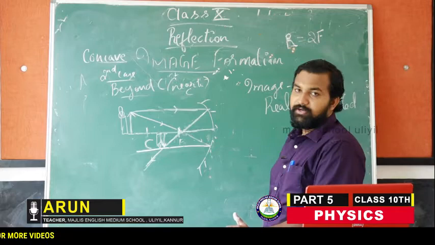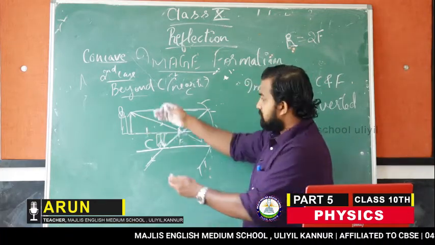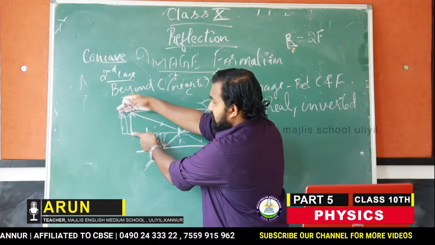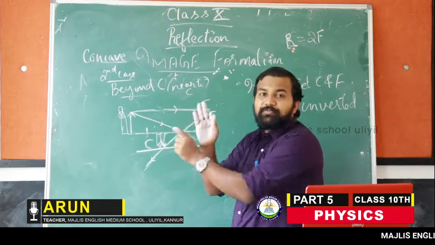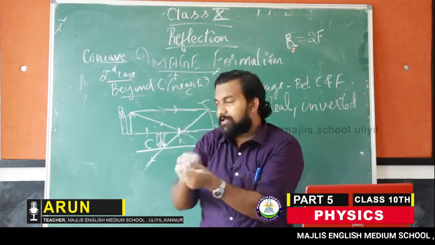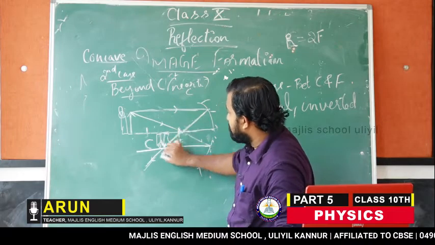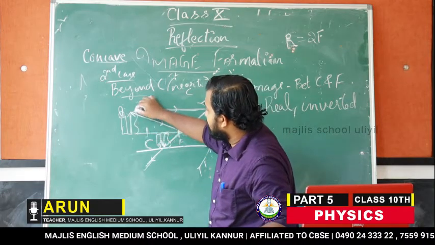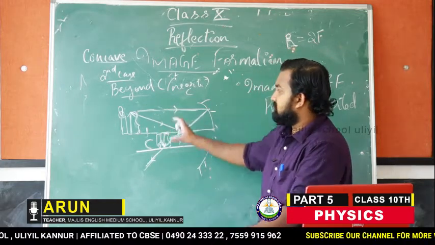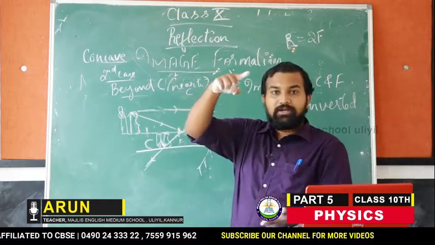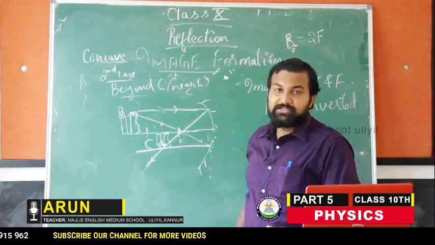The image is inverted. Now the size with respect to the object size. The object was this much length, but here the image is smaller than the object. The image obtained on the screen is smaller than the object. That means when I measure from the principal axis downwards, this distance will be less than this distance. This distance will be more than this distance. So the object has a longer height than the image in this case.